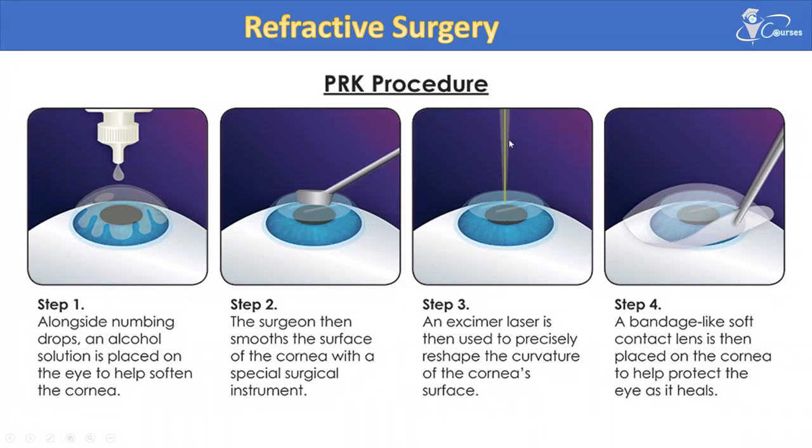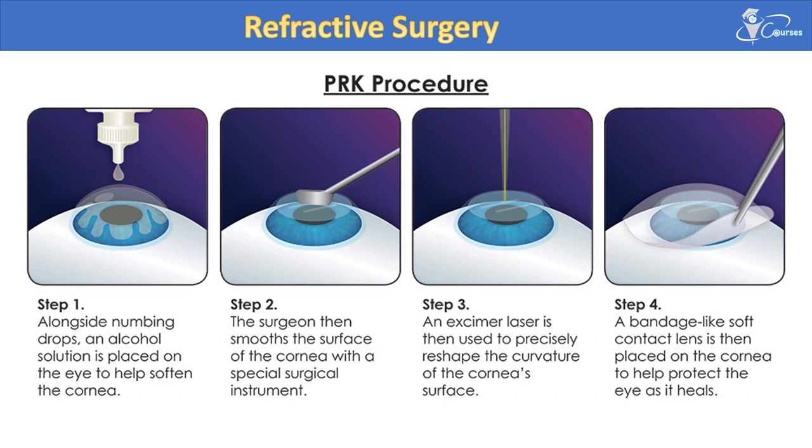With PRK, the problem is that we are ablating the Bowman's layer. The Bowman's layer, as you know from the basic sciences, heals by scar formation. So the abnormal keratocytes and the ablation of Bowman's may result in patients being complicated by post-operative haze. This is the main problem for PRK. In order to minimize this problem, we use what's called mitomycin, which has a role here in minimizing keratocyte proliferation and haze formation.